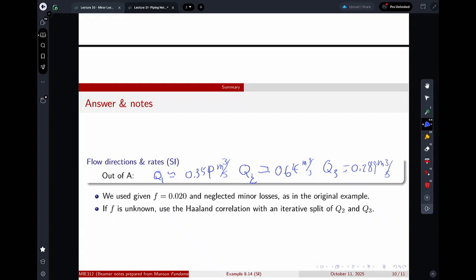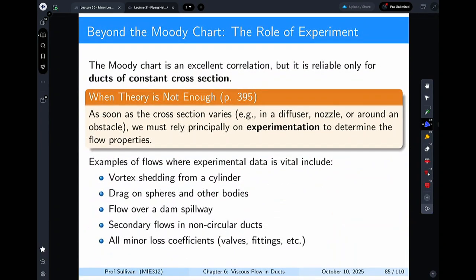Again, when you're solving these problems and looking at how things are going, it's often better, and strongly recommended. When I created all these notes, I created them using Haaland. There is absolutely no benefit of using Haaland versus Swamee-Jain. There's a big benefit by not using the Moody diagram. So certainly, it's up to you how you do them, but just a reminder that you have a choice in how you approach them.